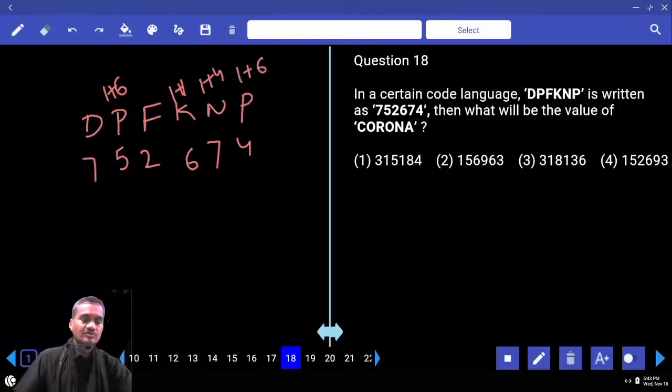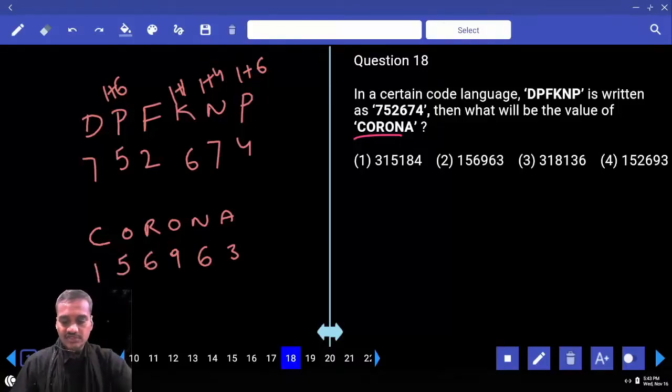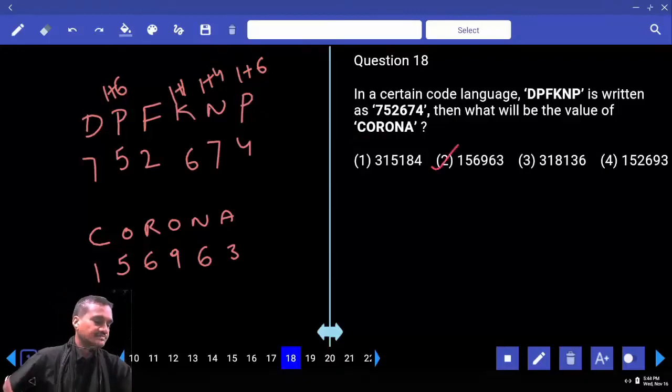And 752, 674. And in the same way, what is the code for the word CORONA? Now the value of C is how much? 3. O is 15, 1 plus 5 is 6. R is 18, 1 plus 8 is 9. O is 15, 1 plus 5 is 6. N is 14, 1 plus 4 is 5. And this is 1. 156963. 156963, choice 2 for question number 18.